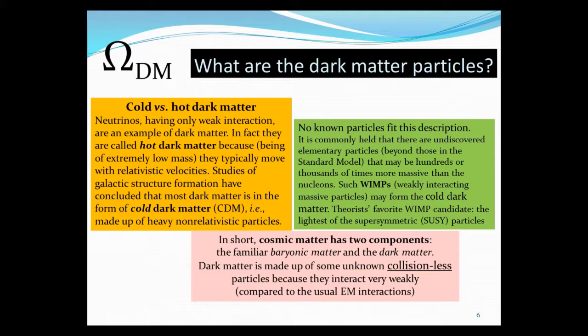In short, cosmic matter has two components: the familiar baryonic matter and the dark matter. Dark matter may be some unknown collisionless particles. Collisionless because they interact so weakly, so they don't collide. They go through each other, because they have no electromagnetic interactions.